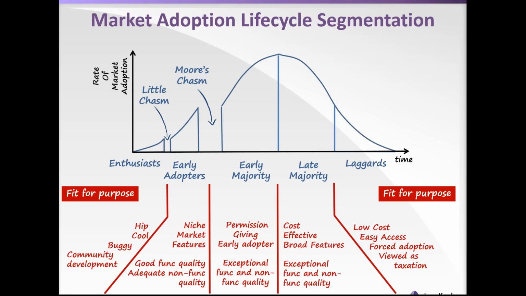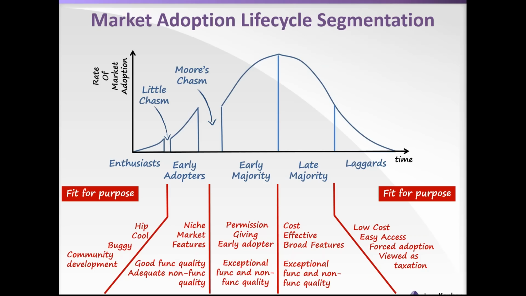Where early majority buyers, they need a permission-giving early adopter. If there isn't someone just like them who's already using it, they're probably not going to want to start using it yet. And they need exceptional functional and non-functional quality. Later on, the late majority buyers, they want it to be cost effective. They want the price to be low. They want you to have driven down the costs, perhaps already amortized your product development costs, and they still need exceptional functional and non-functional quality.